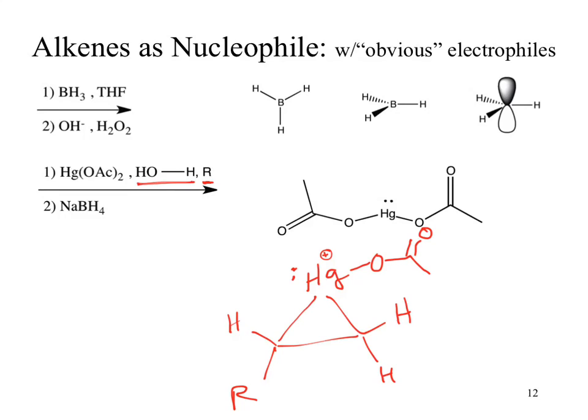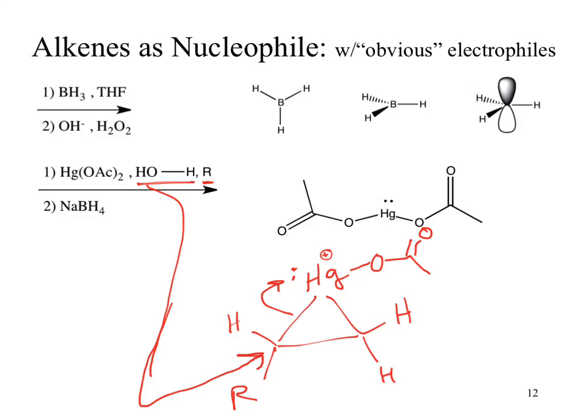That alcohol comes in and reacts. It's going to react in such a way to generate the most stable carbocation. What happens is it comes in and attacks here, kicks out the mercury, and we've got our alcohol, or our OH, being added in a Markovnikov type fashion, just as we did before. We'd still have the mercury attached.